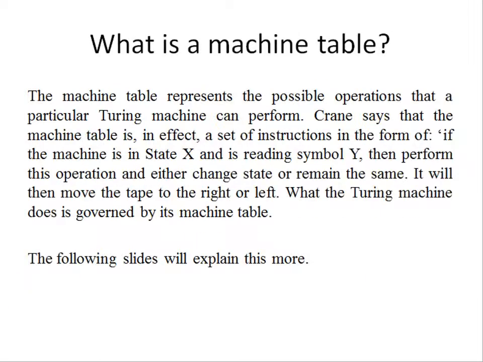What is a machine table? The machine table represents the possible operations that a particular Turing machine can perform. Crane says that the machine table is, in effect, a set of instructions in the form of: if the machine is in state X and is reading symbol Y, then perform this operation, and either change state or remain the same. It will then move the tape to the right or left. What the Turing machine does is governed by its machine table. The following slides will explain this.